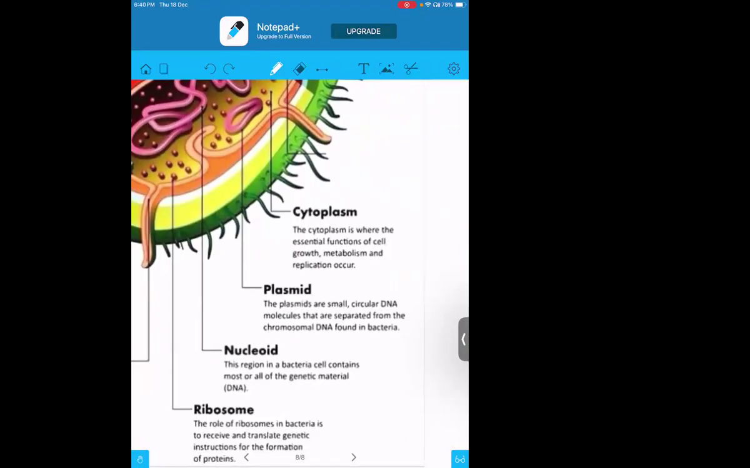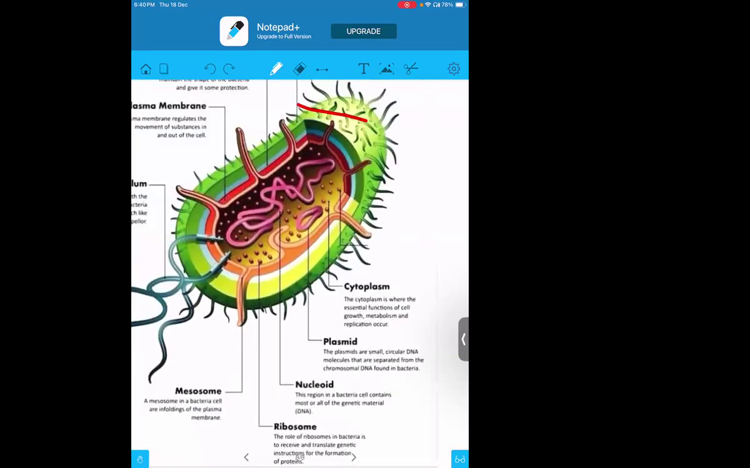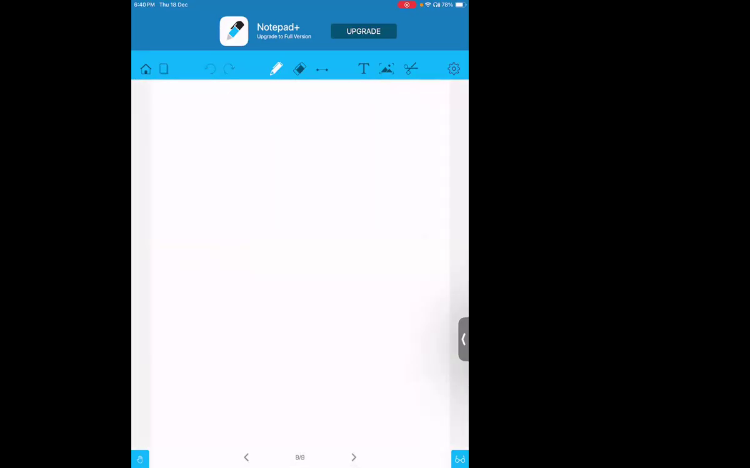Nucleoid: this region in a bacteria cell contains most or all of the genetic material, DNA. Ribosome: the role of ribosomes in bacteria is to receive and translate genetic instructions for the formation of proteins. Okay, good. So that's about the bacterial cell.